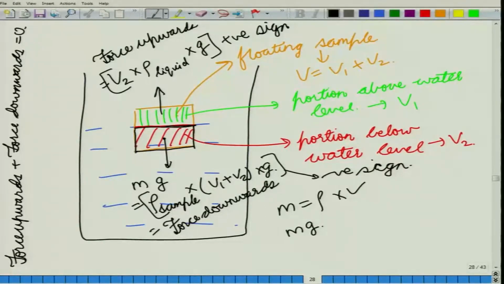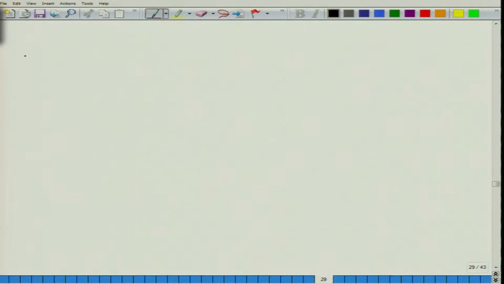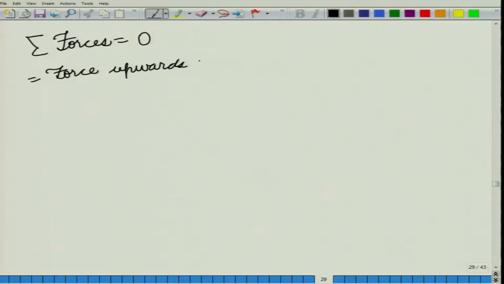So once we have that, let us write the equation again. The sum total of forces, because this body is continuing to be at the same position, it is neither going up nor down. So all the forces in these directions have cancelled each other. So the sum of forces is equal to 0, which gives us that the force upwards plus the force downwards is equal to 0.